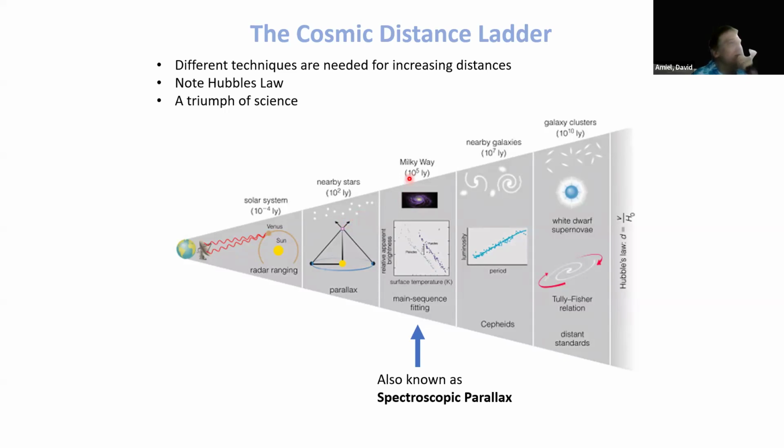And this is some of the latter techniques, up to 100,000 light years. All you have to do, we cover this in 114, is look at the HR diagram. You look at the picture, you look at the brightness of the object, and that allows you to approximate the distance. Amazing.